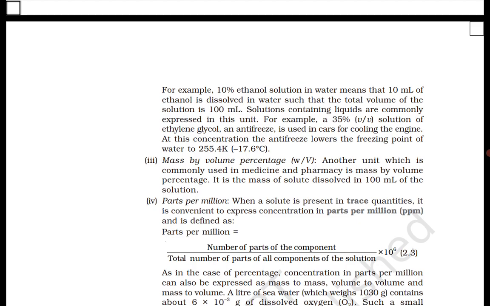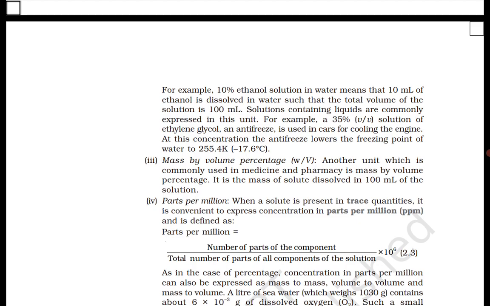3. Mass by volume percentage, W by V. Another unit which is commonly used in medicine and pharmacy is mass by volume percentage. It is the mass of the solute dissolved in 100 ml of the solution.